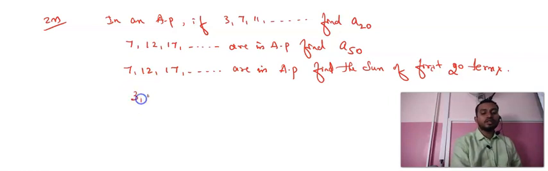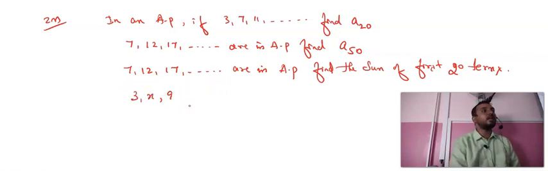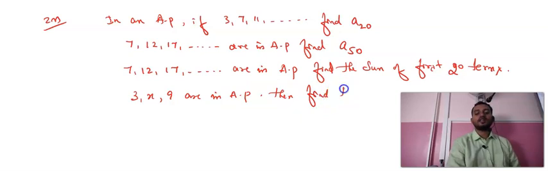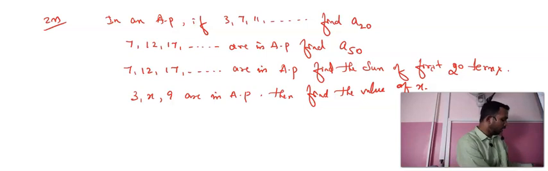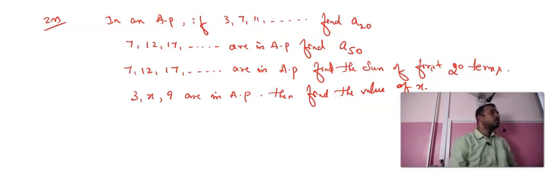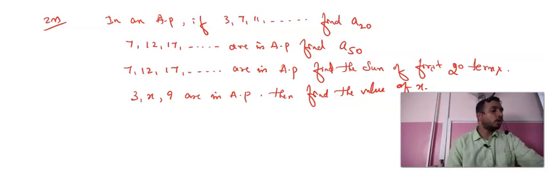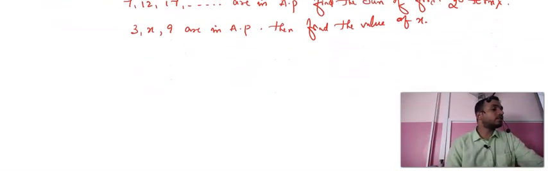And one more question: 3, x, 9 are in AP. Then find x, or find the value of x. Done? This type of question can be asked. Got it? Understood? Good. Now apart from that, which is the other question they can ask?